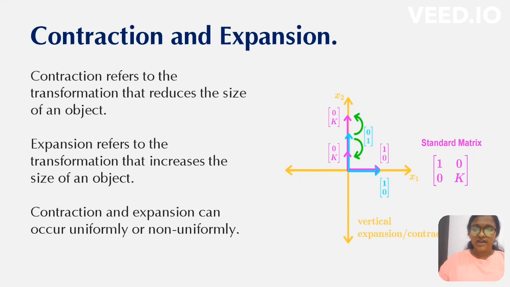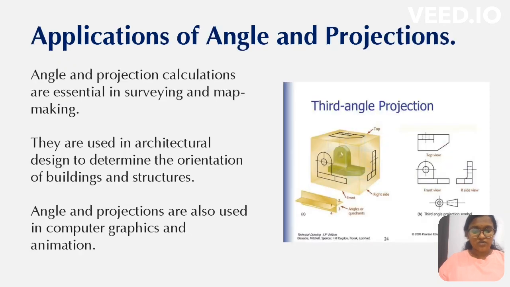So, contraction and expansion. Contraction refers to the transformation that reduces the size of an object. Contraction includes scaling down each point of an object by a certain factor. And expansion refers to the transformation that increases the size of an object, which can also be defined as scaling up each point of an object by a certain factor. Contraction and expansion can occur uniformly or non-uniformly. Both contraction and expansion affect the shape and size of an object.